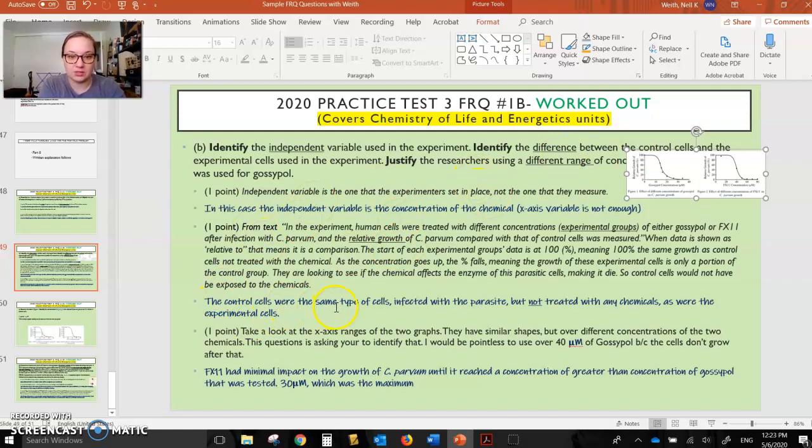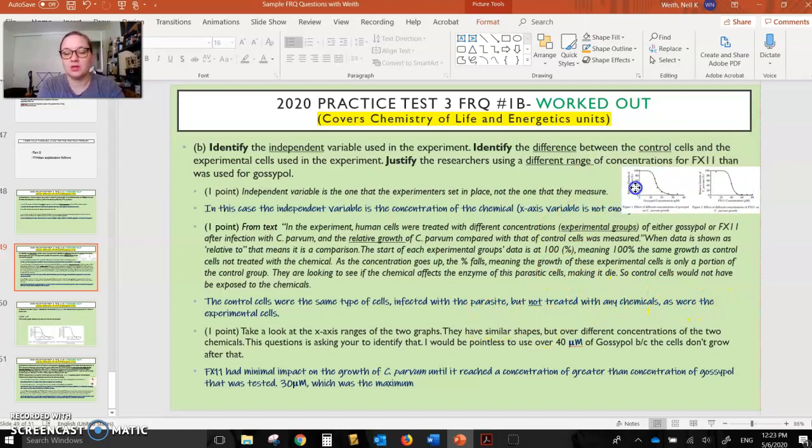So the control cells were the same types of cells infected with the parasite. This is a human cell, like our intestinal tract. They're not getting real specific here about tracking that, and that's okay. But the control cells were not treated with any chemicals, as the experimental cells were. Remember, the experimental groups are treated with the chemicals to see what happens, and the control cells are not treated with the chemicals.